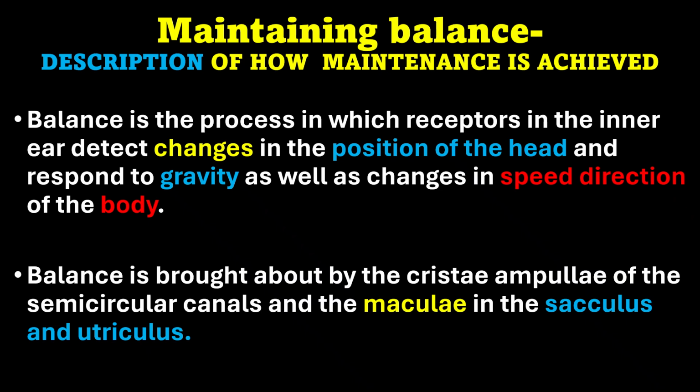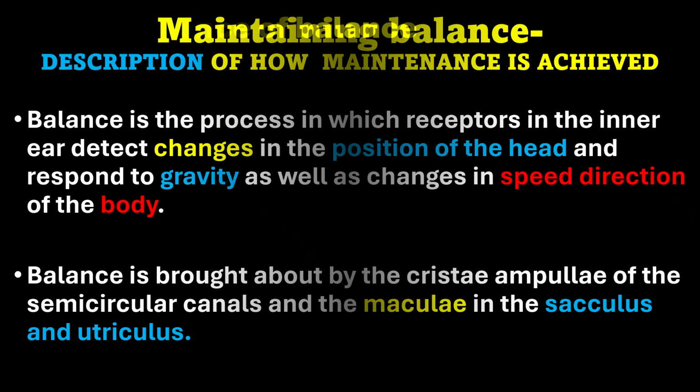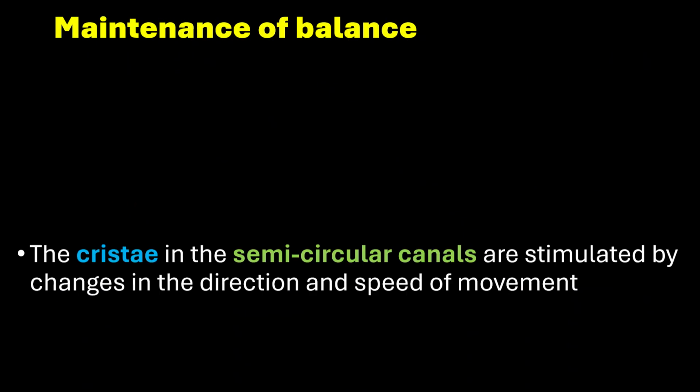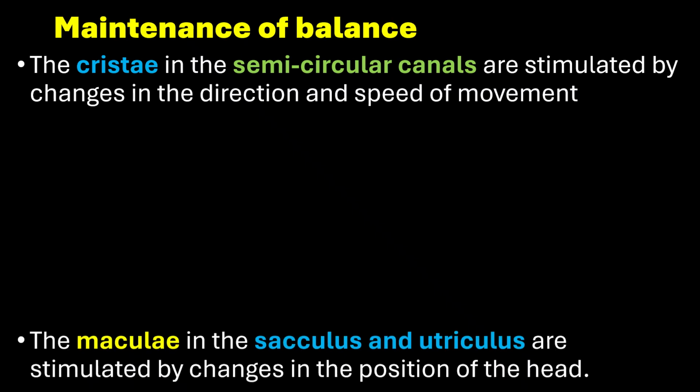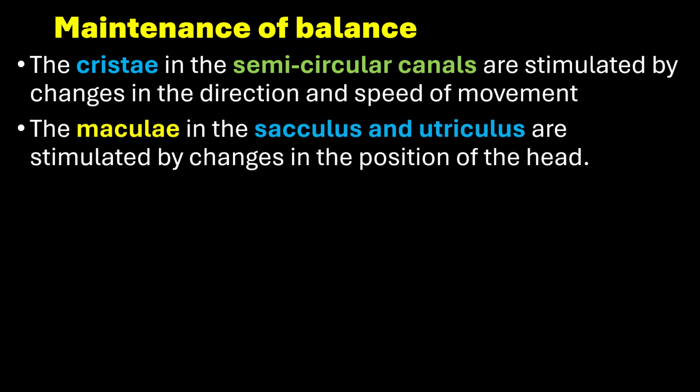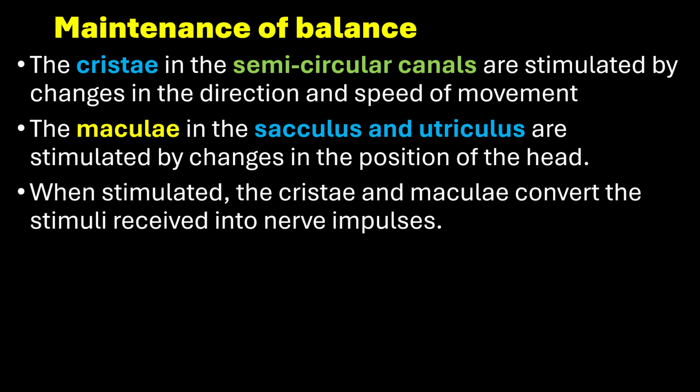So the cristae is in the ampullae of the semicircular canals, and the maculae are in the sacculus and the utriculus. So let's look at the detailed process of maintenance of balance. This is how it starts. The cristae in the semicircular canals are stimulated by changes in the direction and speed of movement. And the maculae in the sacculus and the utriculus are stimulated by changes in the position of the head.